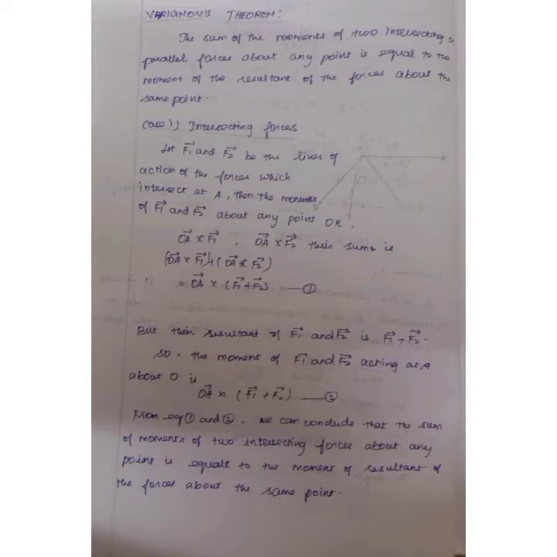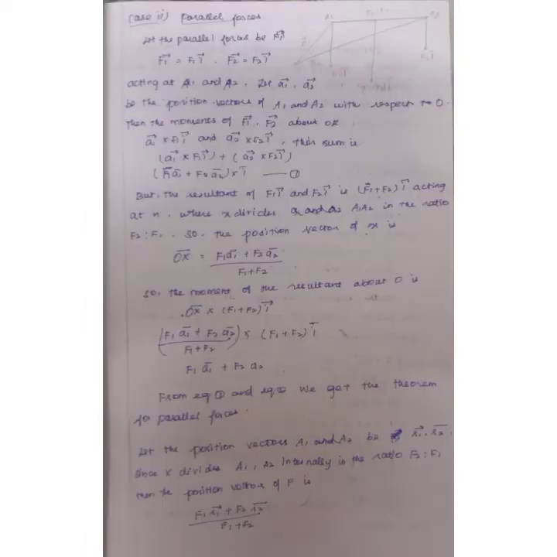By considering equation 1 and equation 2, we can conclude that the sum of the moments of two intersecting forces about any point is equal to the moment of the resultant of the forces about the same point. Case 1, intersecting forces, is proved. Next, case 2: parallel forces.